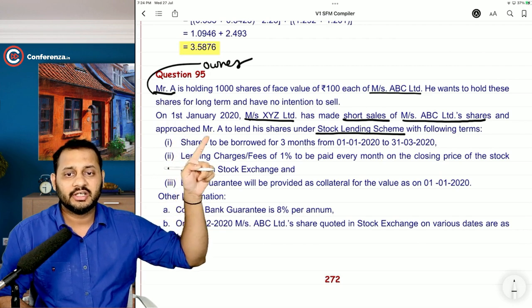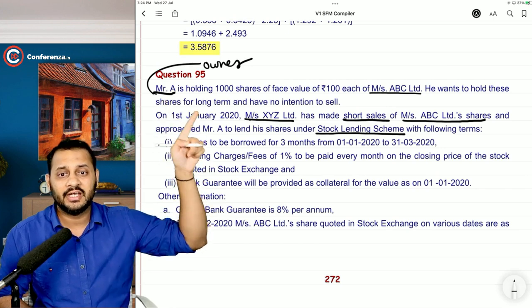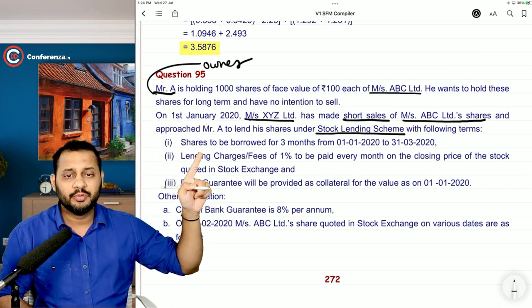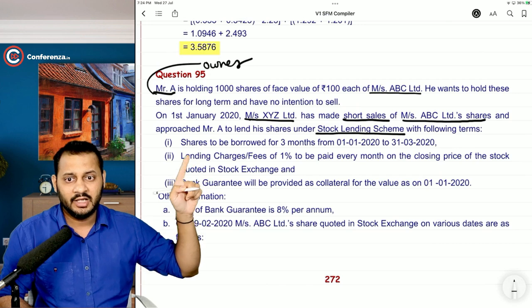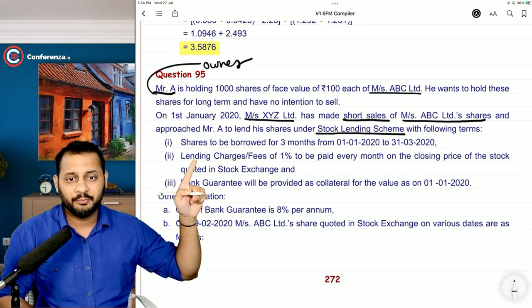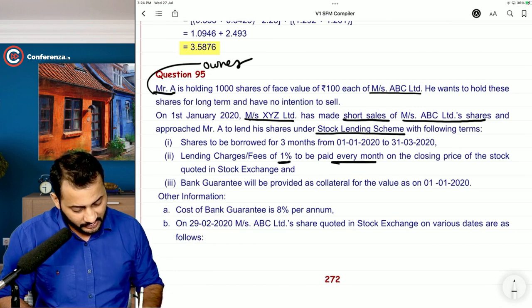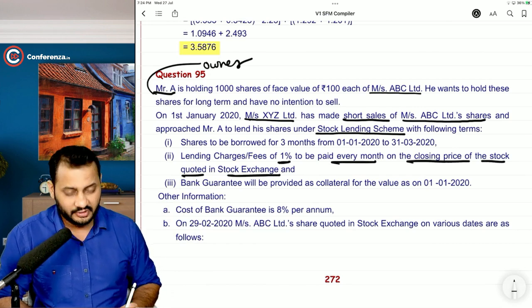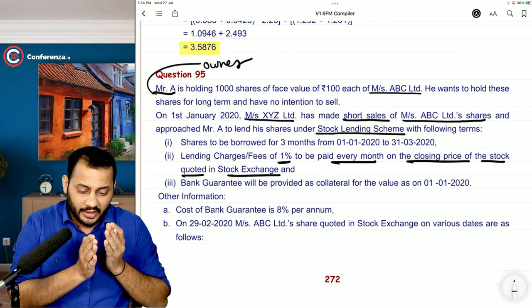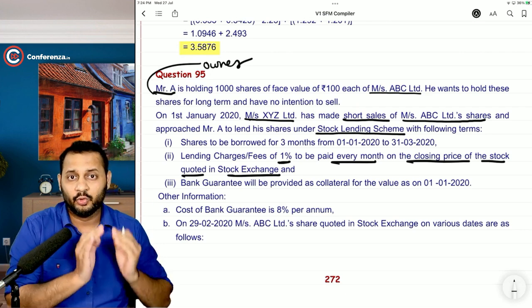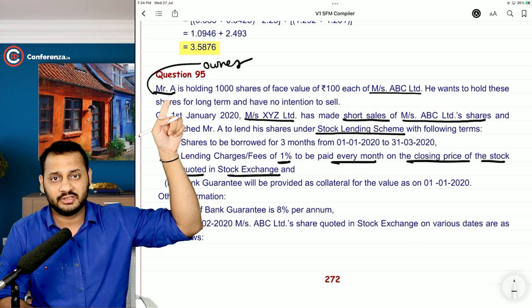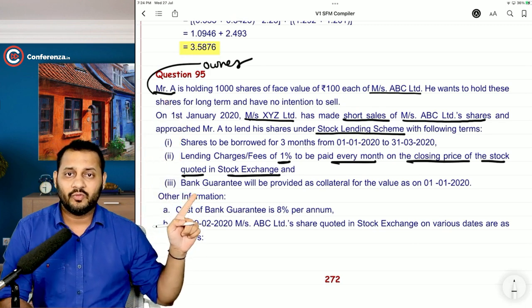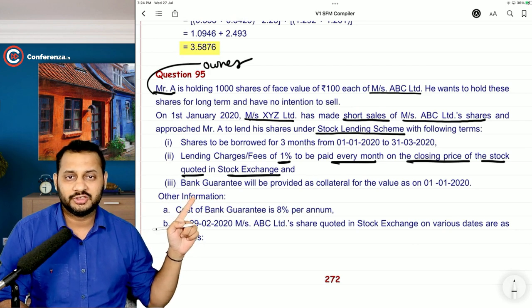So he went to Mr. A to lend his shares under stock lending scheme, and the terms and conditions between Mr. A and Messrs XYZ were as follows. Shares to be borrowed for 3 months by Messrs XYZ from 1st January to 31st March. Lending charges or fees of 1% to be paid every month on the closing price of the stock quoted in the stock exchange. So you need January, February and March ending closing prices to calculate the 1% fees which is payable by Messrs XYZ to Mr. A. Bank guarantee will be provided as a collateral for the value as on 1st January 2020.